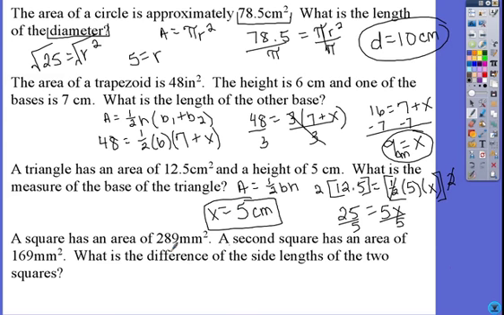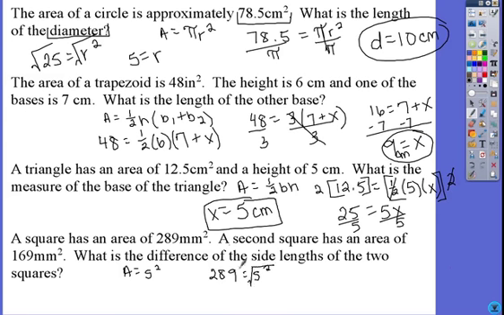So here's a more in-depth problem, but it's still really easy. A square has an area of 289 millimeters squared. Second square has an area of 169 millimeters squared. What is the difference of the side lengths of the two squares? Well, to answer this, I first need to know what the side length of each square is. So, I know that the area of a square is the side squared. So if a square has an area of 289, that's equal to the side squared.